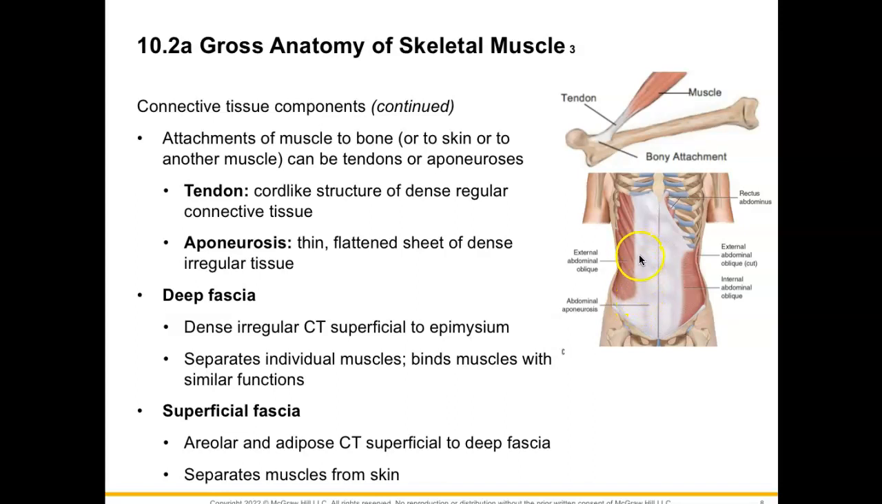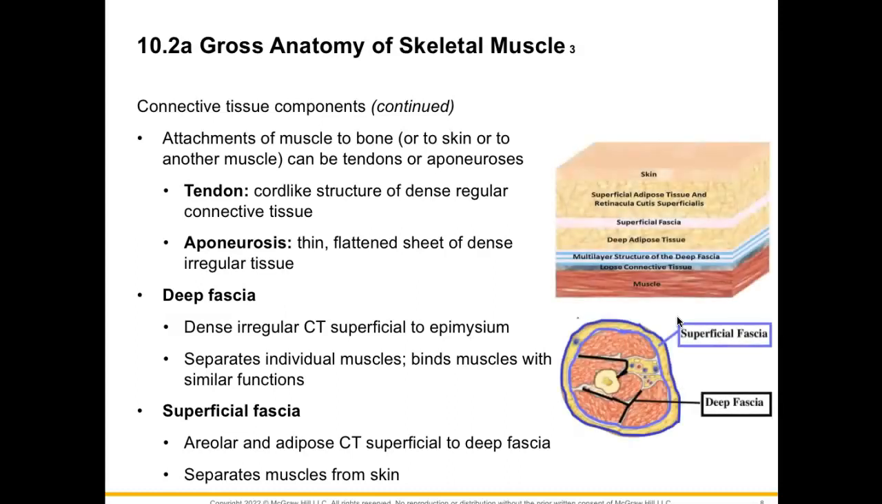Really, it's a flattened tendon, and we could see this best with our external abdominal oblique muscle or internal abdominal oblique muscle, and even our transversus abdominis muscle that lies below this internal oblique. All of their tendons are thin and flat, and they come together and form this aponeurosis, which we call abdominal aponeurosis. Next, let's talk about fascia.